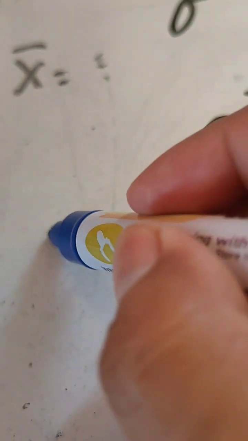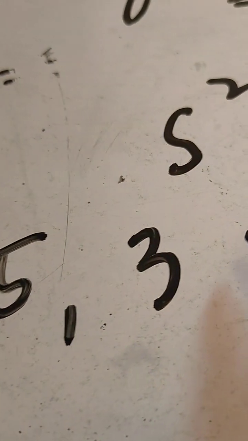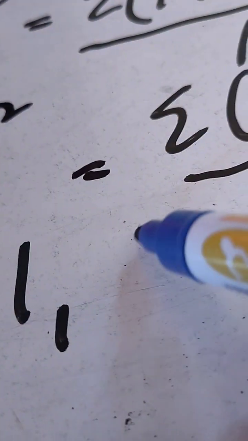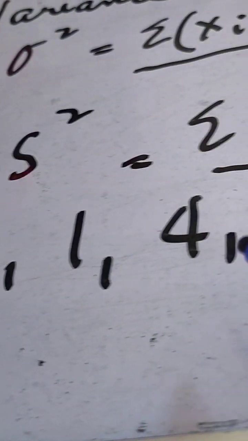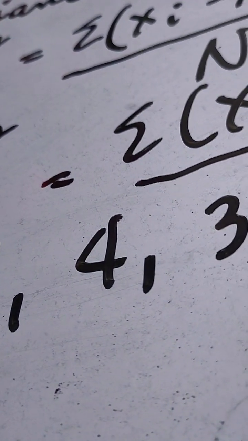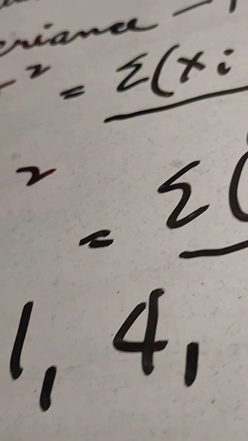5, 3, 1, 4, and 3. So 5, 3, 4, and 3. So we're going to get the mean again in this case, because we are going to consider now the data set.